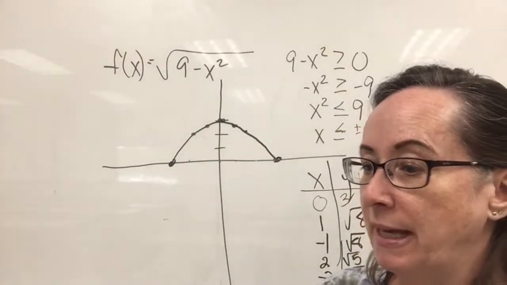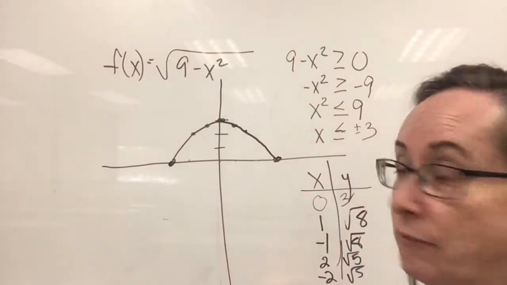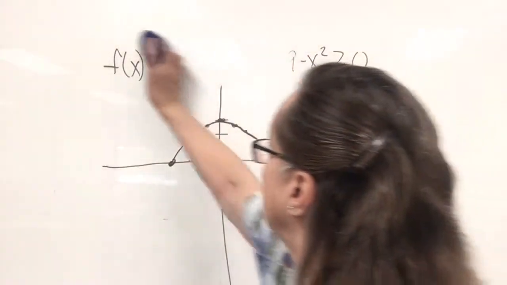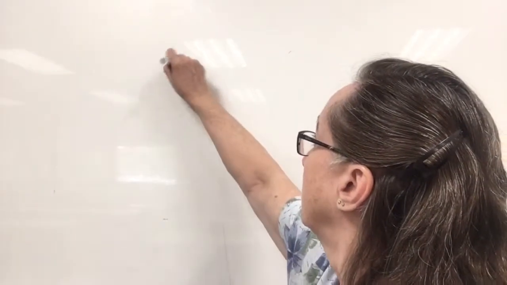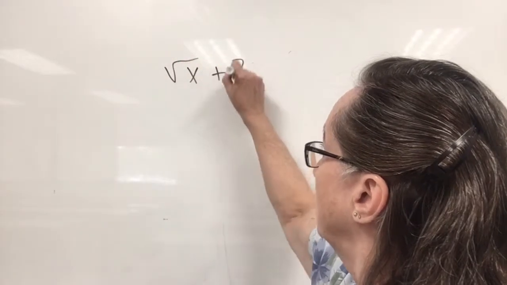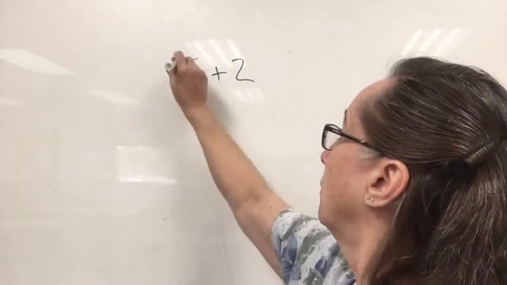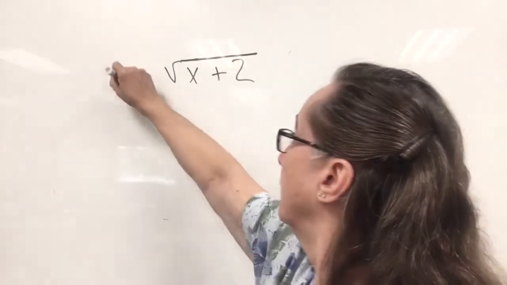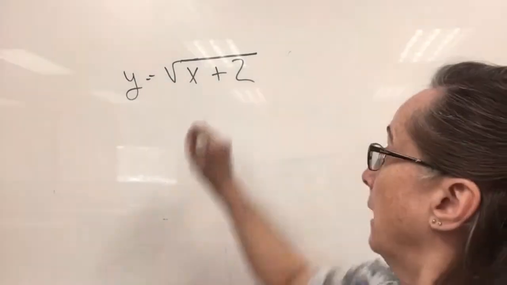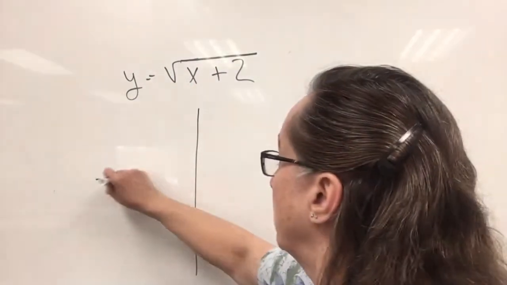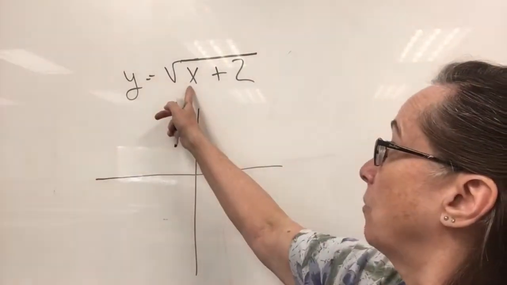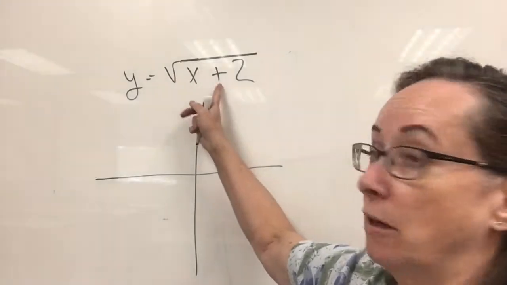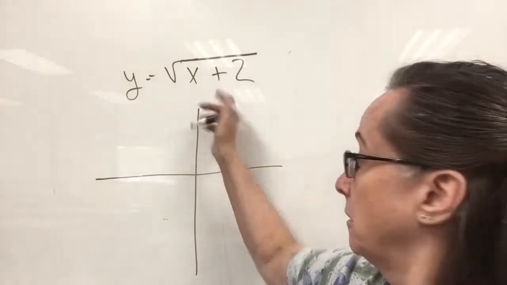Okay, so the next one we're going to do is the square root of x plus 2. Okay, so we have the square root of x plus 2. Oops, the whole thing is underneath the radical like that. All right, so now we're going to graph it and tell whether it is 1 to 1. And this one you should recognize. It's the square root of x function shifted over 2 steps to the left.